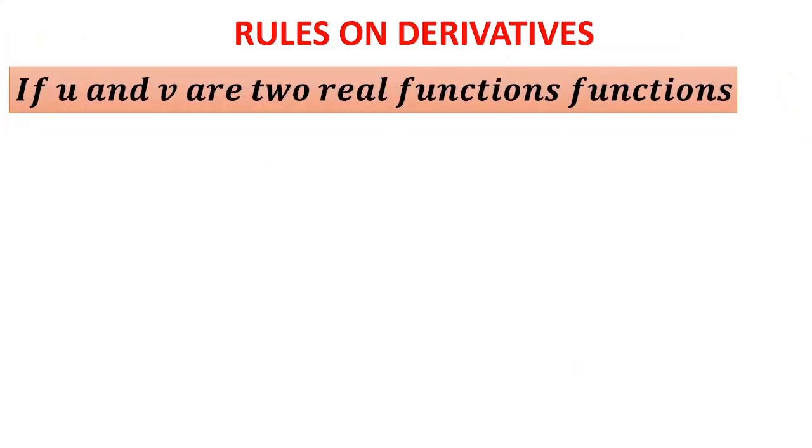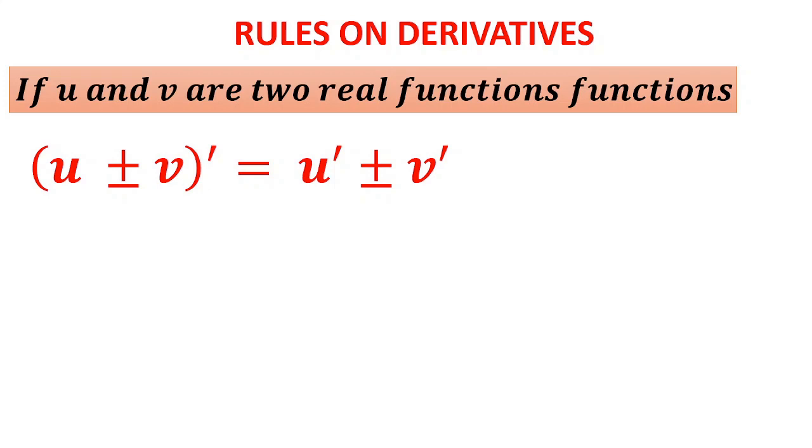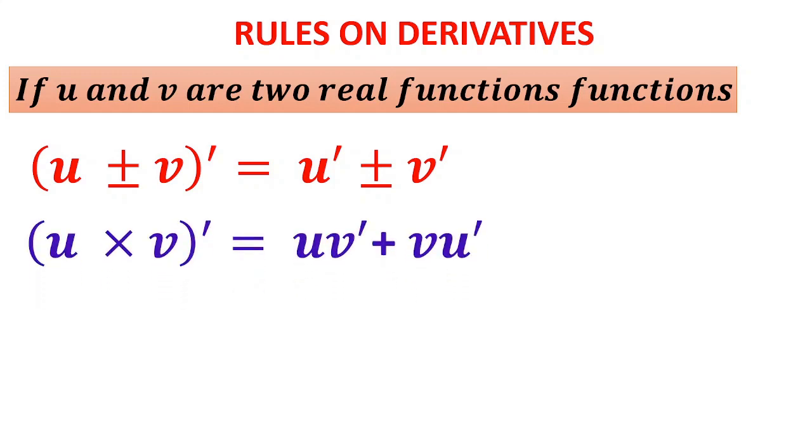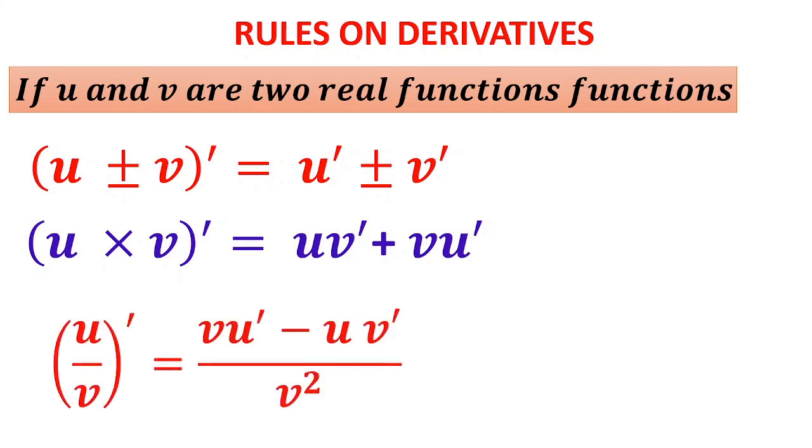Before we start, let us recollect the rules of derivatives and some formulas of differentiation. If u and v are two real valued functions, (u plus or minus v)' is u' plus or minus v'. Differentiate them and then add the derivatives. And the product rule, (u v)' is u v' plus v u'. Keep the first, differentiate the second, plus keep the second, differentiate the first.